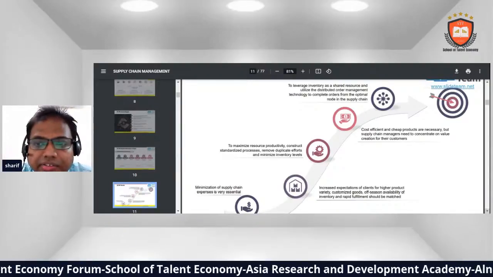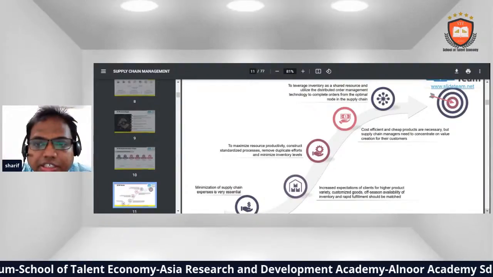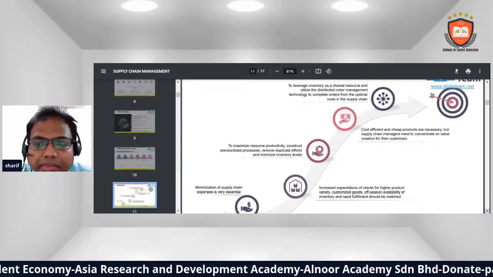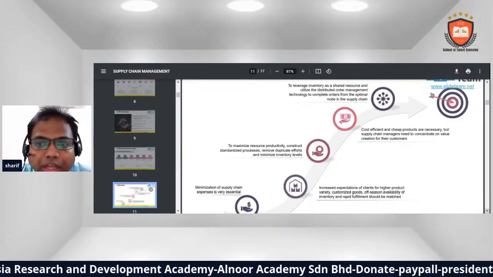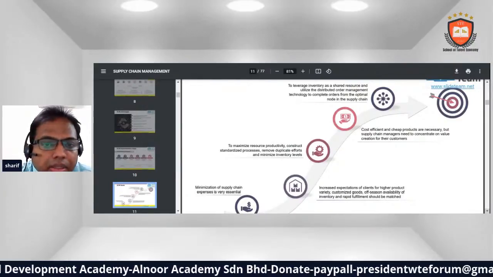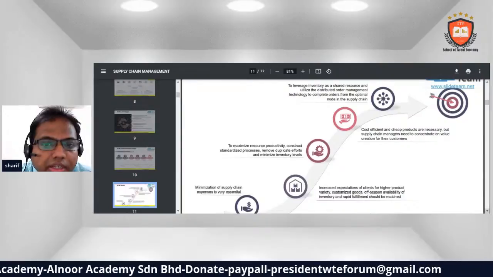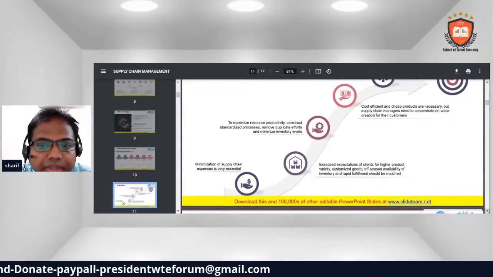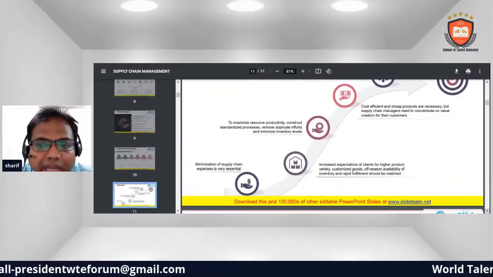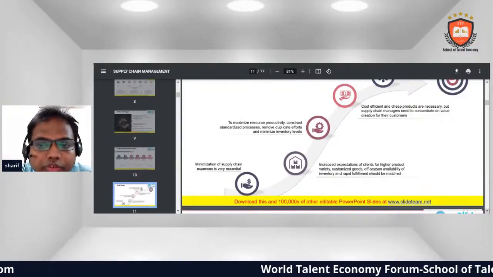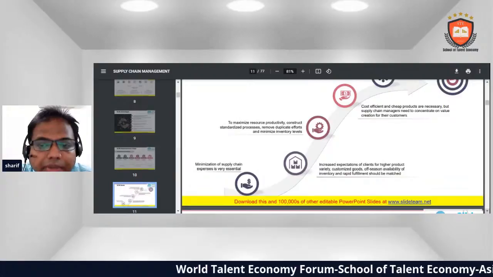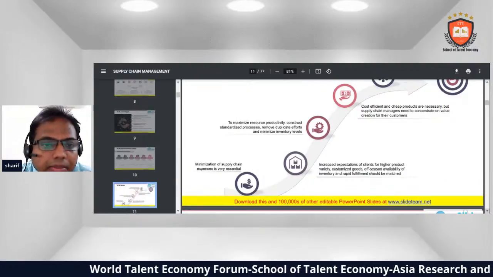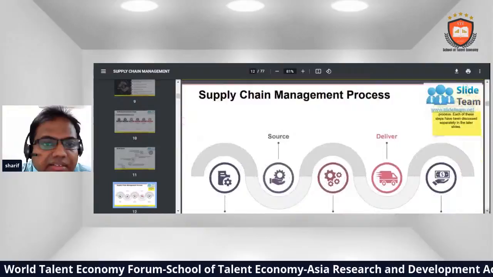Besides that, in this strategy, cost effective and cheap products are necessary, but supply chain managers need to focus on value creation for their customers. To maximize resource productivity, constrain standard processes, remove duplication and minimize inventory levels. Increased client expectations for high productive variety of customer goods, off-season availability of inventory and rapid fulfillment should be matched. Minimizing supply chain expense is very essential.